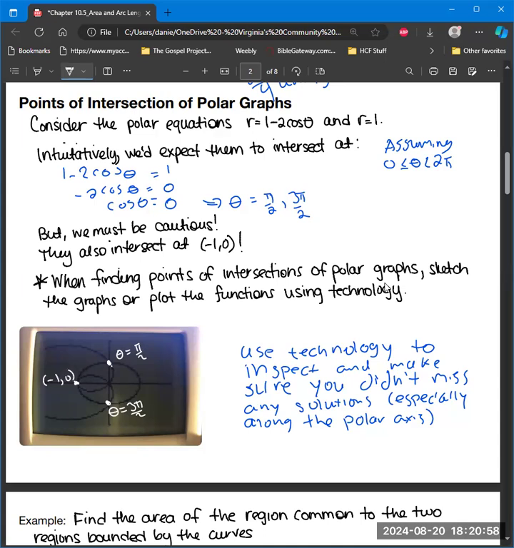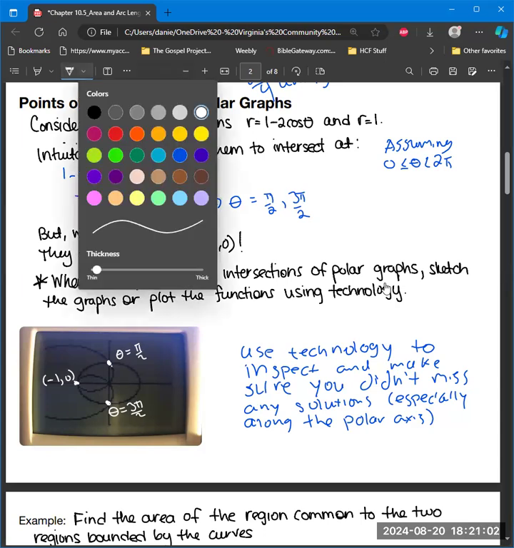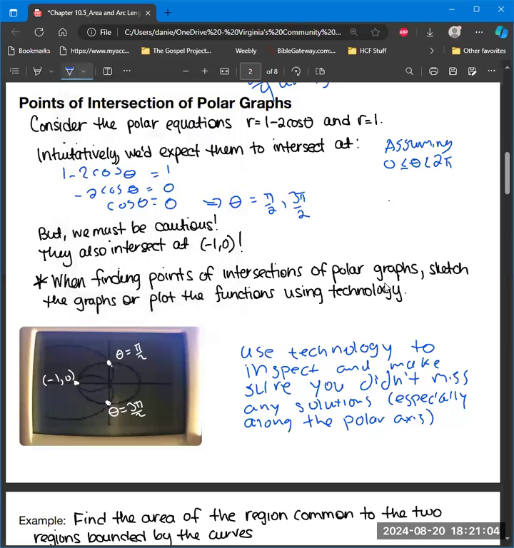So don't forget from our video last time that you can get negative r values for your point there, that I was at 0 and I was looking this way and I walked -1.